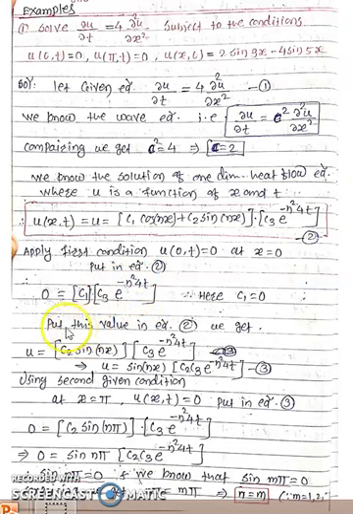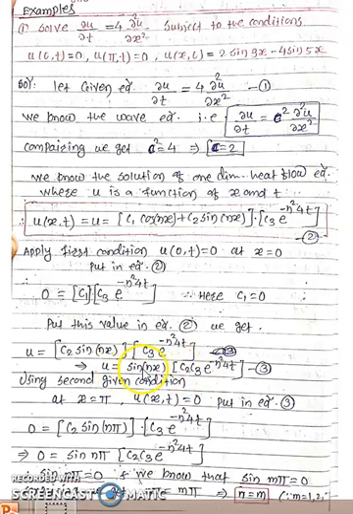Then comparing, we get c1 will be 0. Putting the value of c1 again in equation number 2, we get u is equal to c2 sin nx into c3 e raised to minus n square 4t. Write this as equation number 3. Again in equation number 3 you can write c2 into c3, the multiplication of two constants becomes another constant, which you should write here.